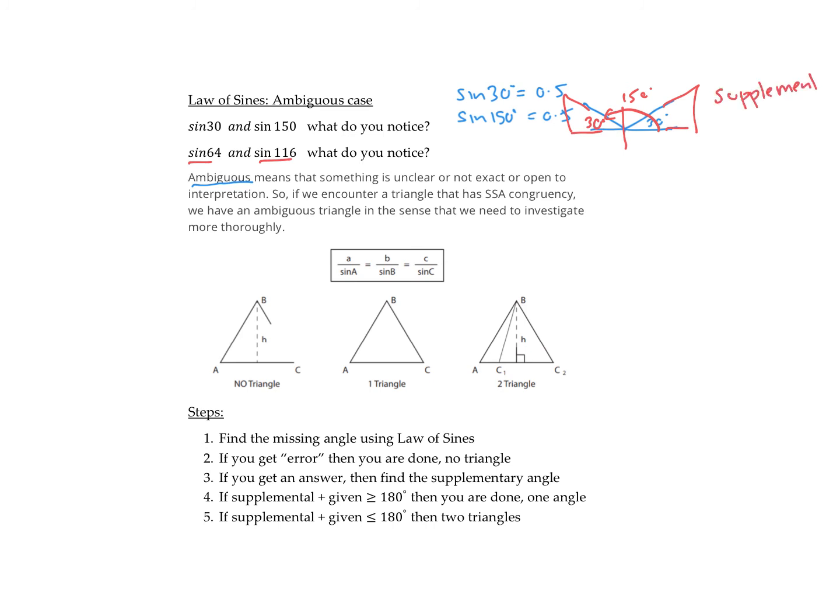We would have talked about supplementary angles in grade 9. So supplementary angles are 30 and then 180. So supplementary means they add to 180. So 180 minus 30 is 150. That's why we're getting the same answer.